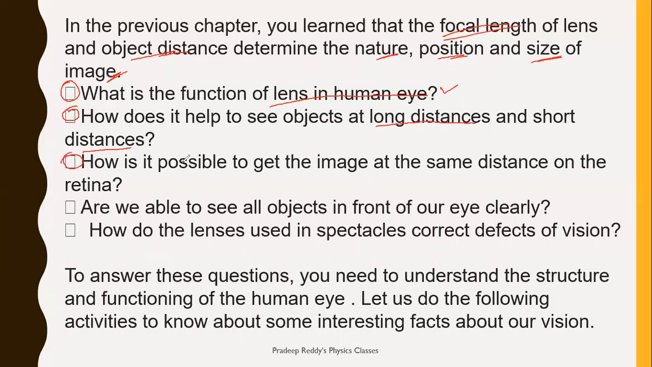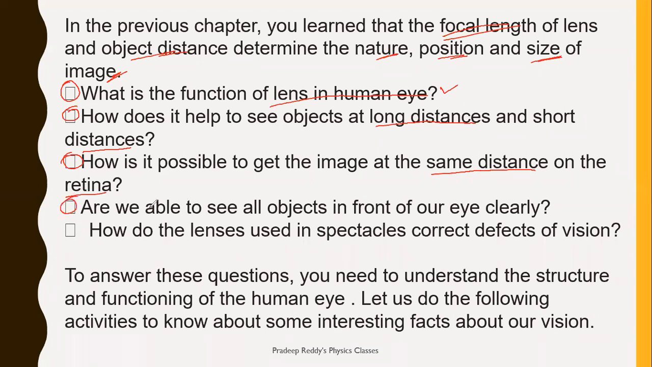And next, how is it possible to get an image at some particular distance on the retina? When we are able to view an image at any distance, that image is clearly formed on the retina of your eye. For any distant position, how are you able to see a clear image in your eye, that we will be learning.